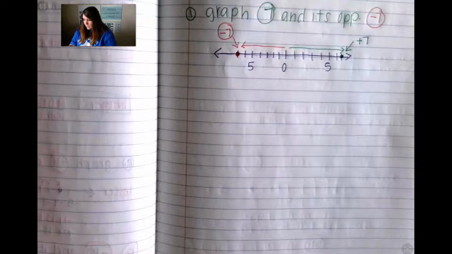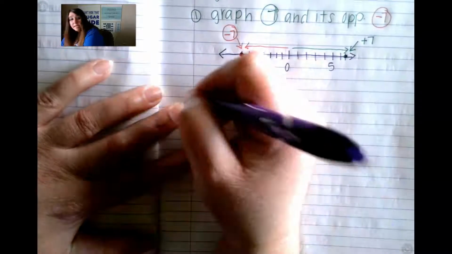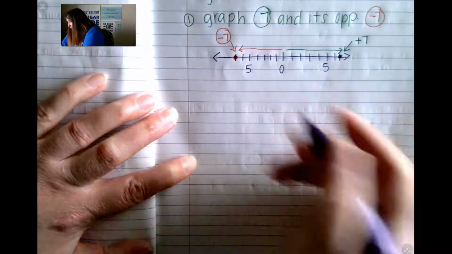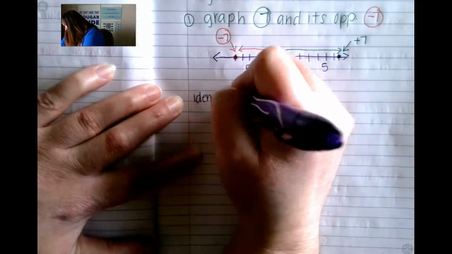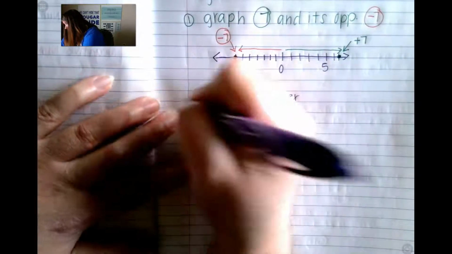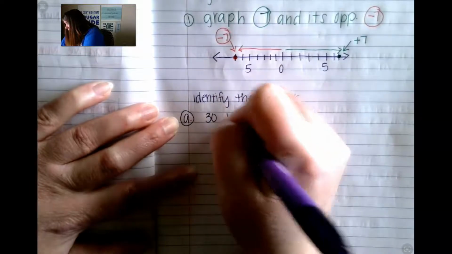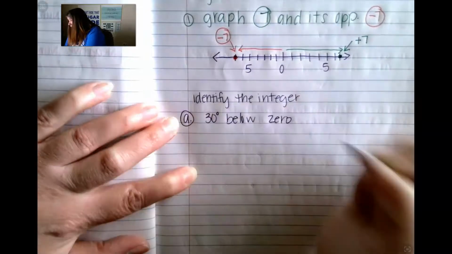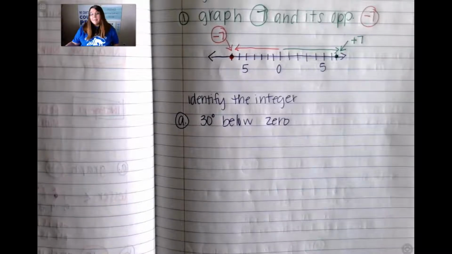Okay, here is another problem that I want to look at. So let's say that we have some words and we want to identify what that integer is. So this is like identify the integer. All right, so let's say that I have 30 degrees below 0. So if I have 30 degrees below 0, that means that I am less than 0.